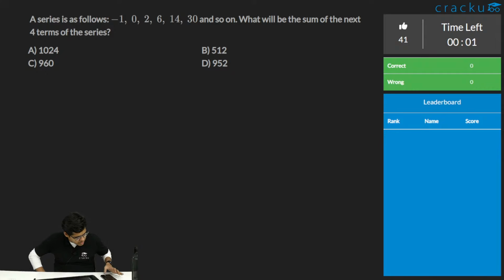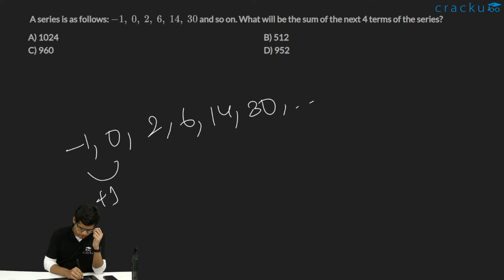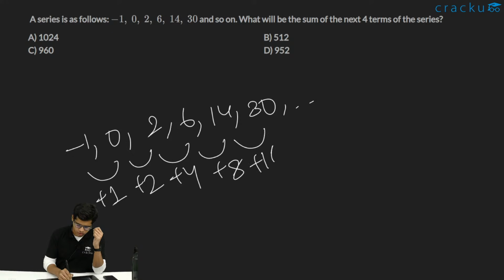Okay, Somil is telling D as the right answer. Let's see. Okay, let's see, guys. So minus 1, 0, 2, 6, 14, 30. Minus 1 plus 1 is 0. 0 plus 2 is 2. 2 plus 4 is 6. 6 plus 8 is 14. 14 plus 16 is 30.